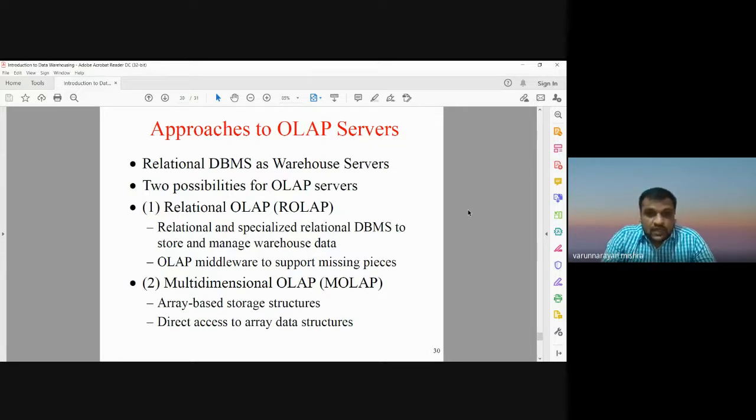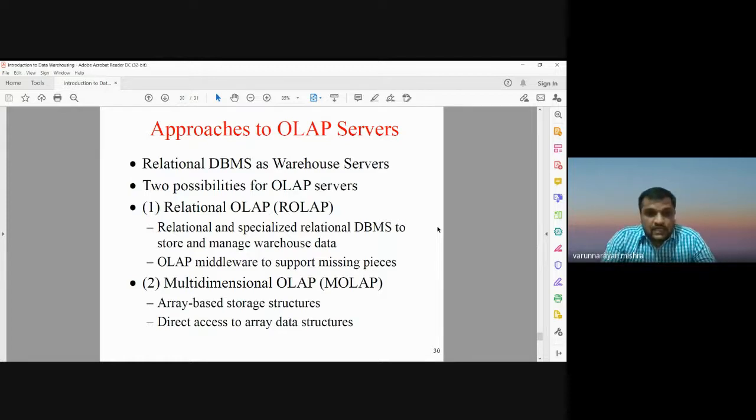One kind of OLAP server is considered as relational OLAP, that is known as ROLAP. It's a relational and specialized relational database management system to store and manage the warehouse data. Then the second is OLAP middleware that will support the missing pieces of the information during the processing stage.